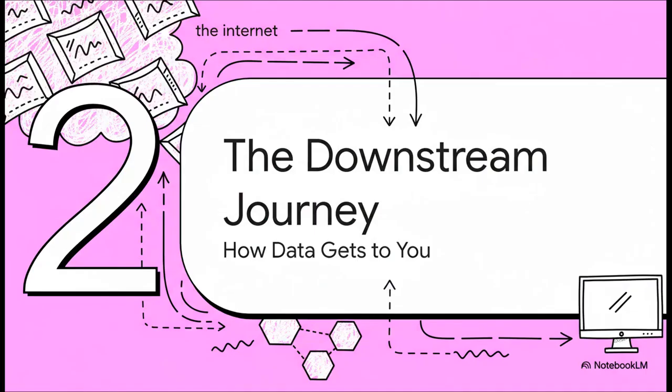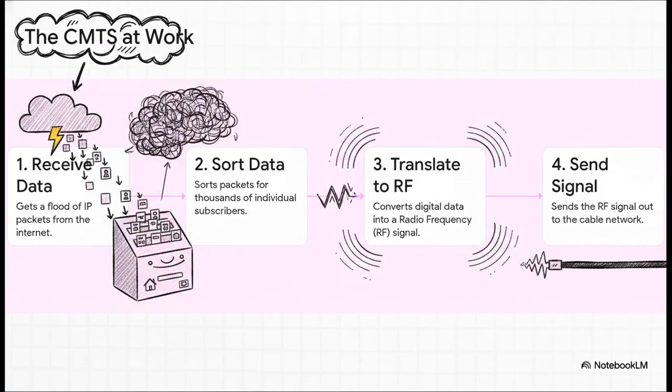Okay, so that's what it is, but how does it actually work? Let's trace the path of a single chunk of data on its journey downstream. That is, from the wider internet all the way to your screen. The CMTS really has two huge jobs. First, you can picture it as a super-fast mail sorter. It gets this massive flood of data packets from the internet and has to figure out instantly which packet goes to which customer. Then, it does something kind of magical. It translates all that digital data into a radio frequency signal, an RF signal. Why? Because that's the kind of signal that can actually travel over old-school cable TV lines.